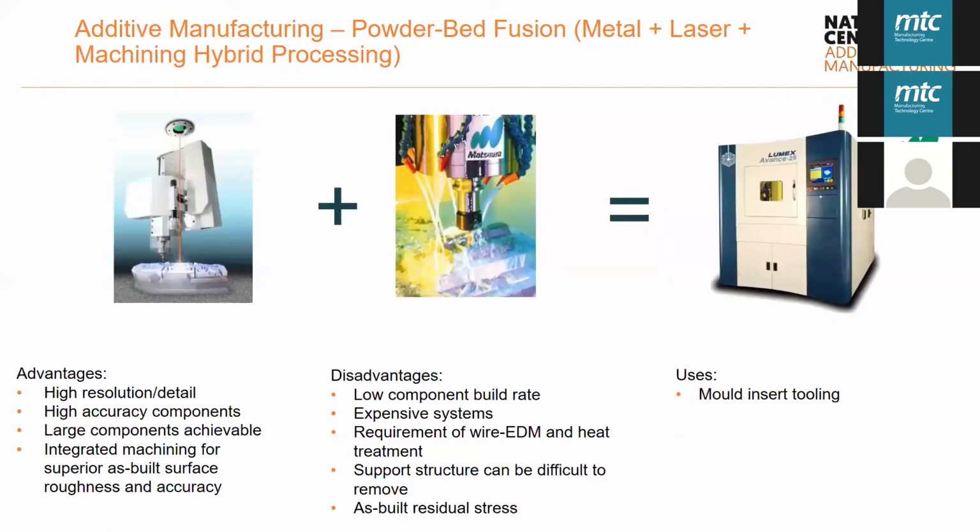Just to touch on the metal laser LPBF hybrid system. This is a material system which actually includes an integrated machining tool within the metal powder bed. So it has all the advantages of a regular laser powder bed with good resolution, detail, and accuracy. But it's further developed because of this integrated machining tool, which machines around a component every, I believe, five layers, but I'm not too sure about that.